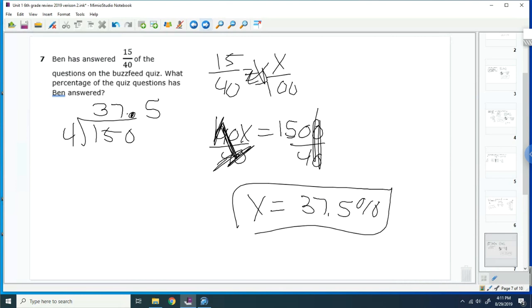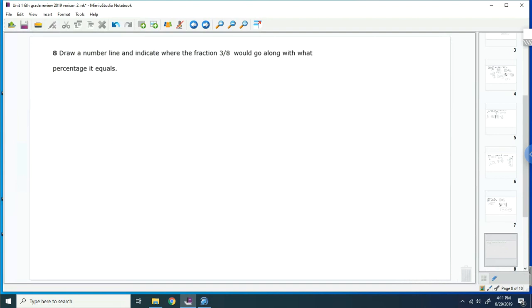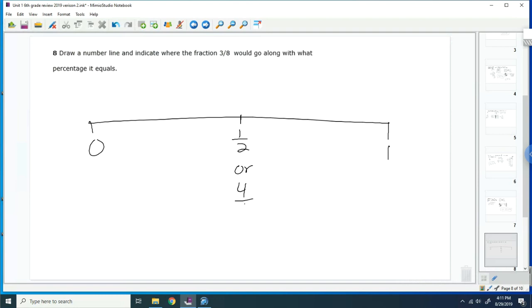All right, number 8. Draw a number line and indicate where the fraction 3/8 would go, along with what percentage it equals. So I have a number line. This is 1, 0. In the middle, I know it's 1/2, but since I'm doing 8s, that would be considered 4/8. So 1/2 of 1/2 would be right here, which would be 2/8 or 1/4. And then down here would be 1/8, and then this would be 3/8.